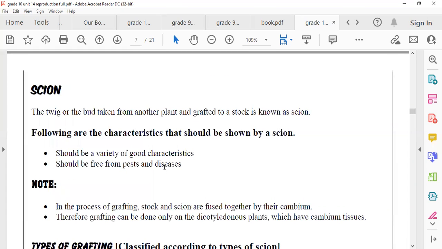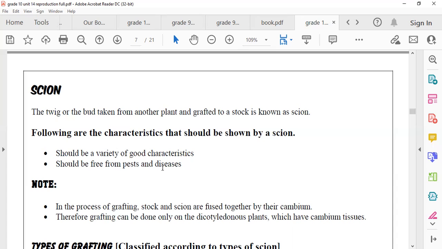You know that one, right? The twig or bud is the one going to make the upper part of the plant. From that only leaves are going to come. From that only fruits are going to come. All of them come from the scion. In the scion, what characteristics are needed? One characteristic: it should have good qualities. So many good qualities we are expecting.